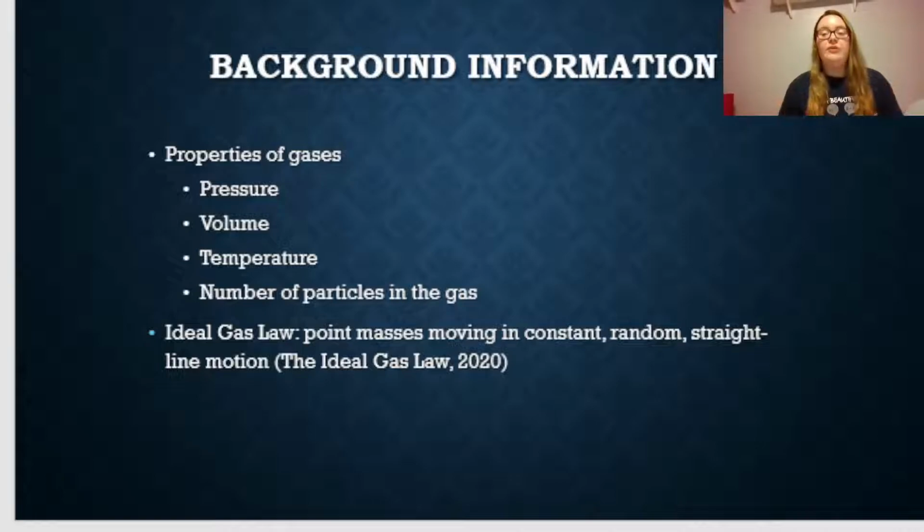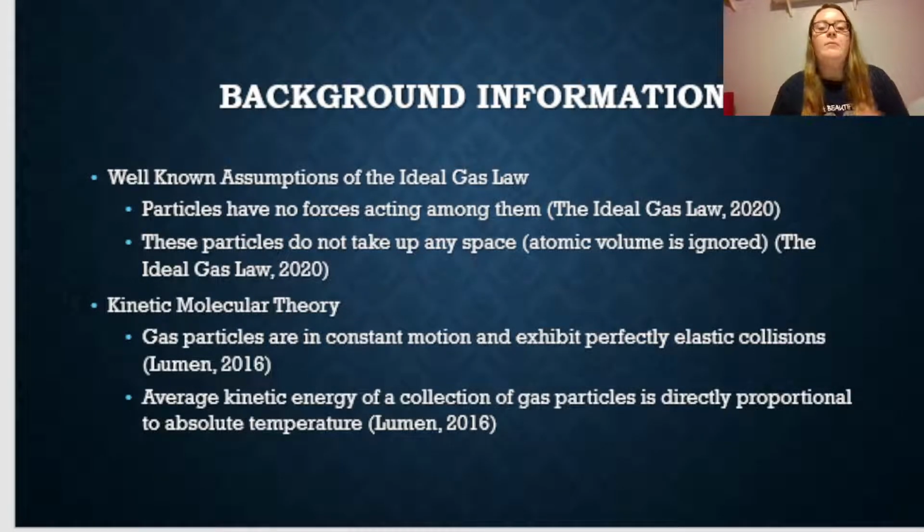For an ideal gas law, we have to assume that the gas is ideal, which means that the point masses are moving in constant, random, straight-line motion. We also have some well-known assumptions for a gas to be ideal. One is that the particles have no forces acting upon them. The other is that the particles do not take up any space, so their atomic volume is ignored with ideal gases.